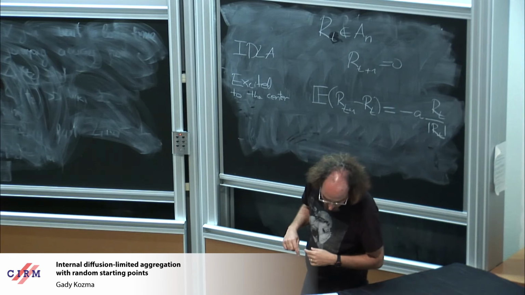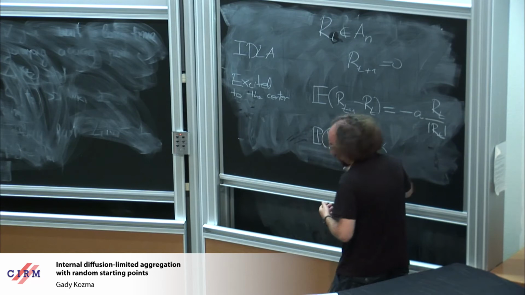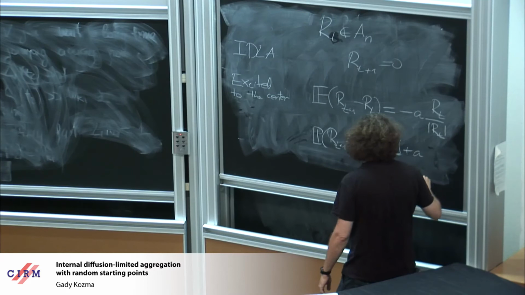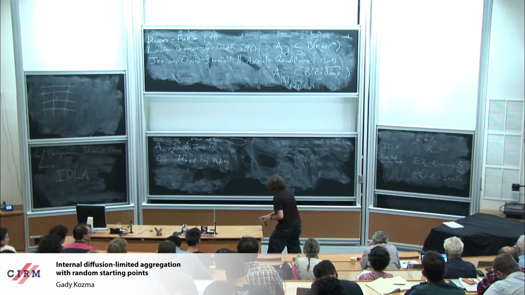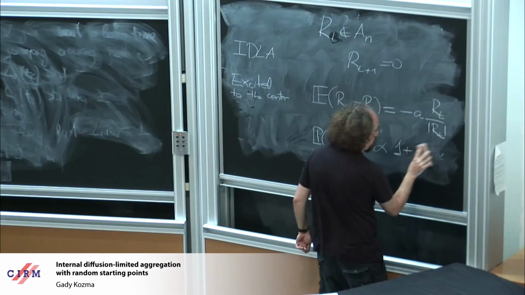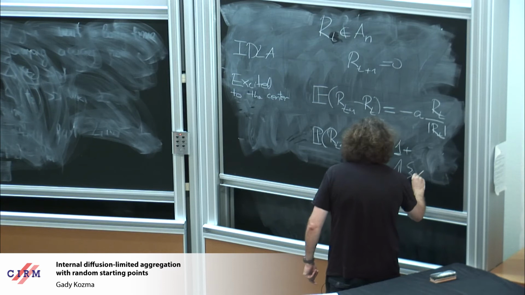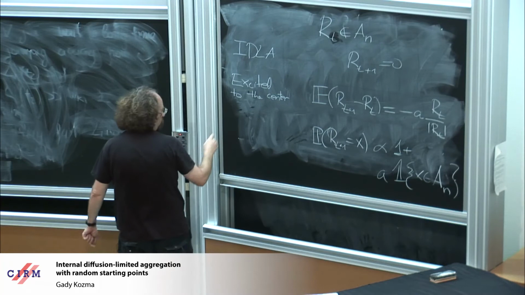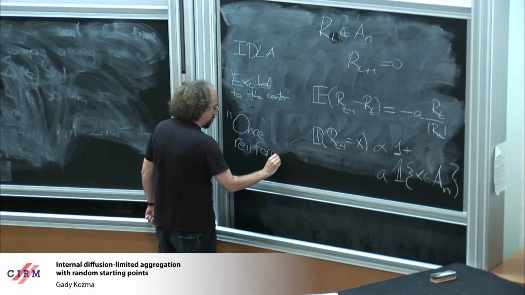For example, you can ask that the probability that r_{t+1} is some point x would be proportional to 1 plus some constant indicator that x is, or isn't, is. And this model has no name, but it's a cousin of once reinforced. It's not exactly the model that people usually call once reinforced, but it's a cousin of it.